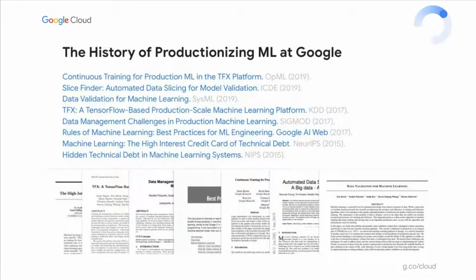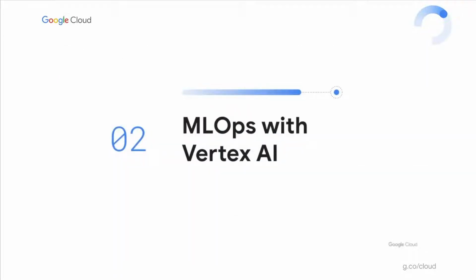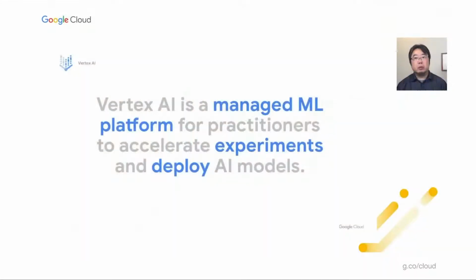And we have been solving these problems for the last 15 to 20 years and published many papers that describe all the learnings and experience at Google. So this is how Google has been collecting all the knowledge about MLOps in the past. And now we have announced a new product called Vertex AI. That is the best platform for customers and developers for introducing the same MLOps practice into their production systems. Vertex AI is a managed ML platform for practitioners to accelerate experiments and deploy AI models.